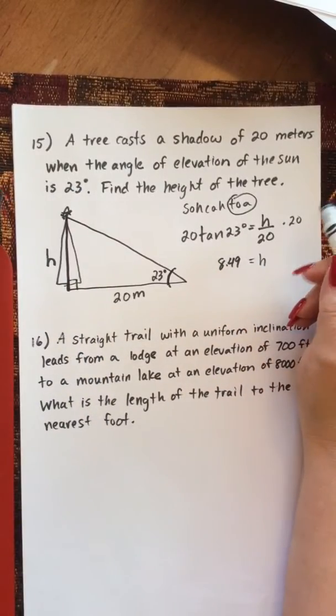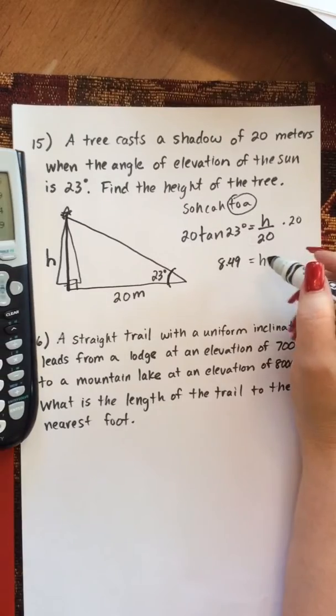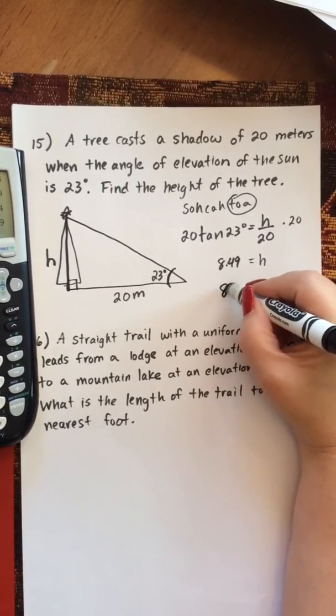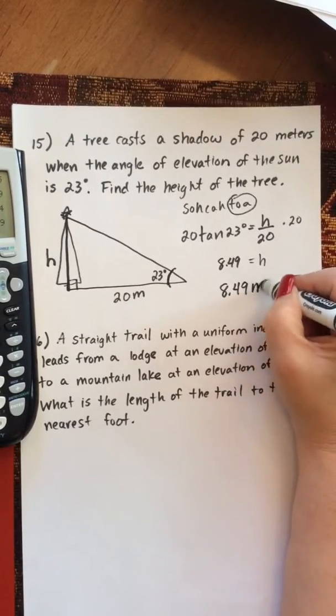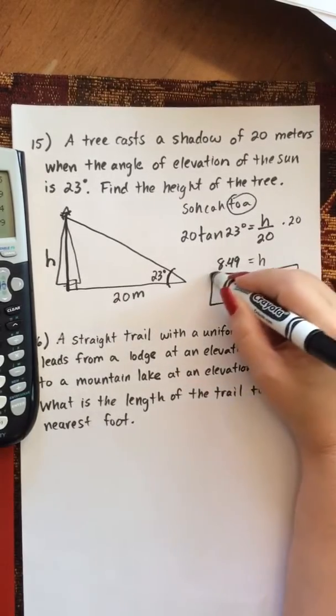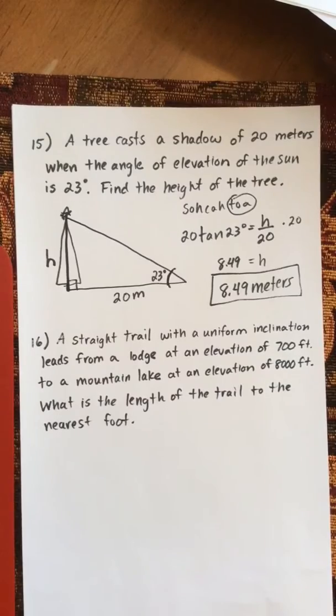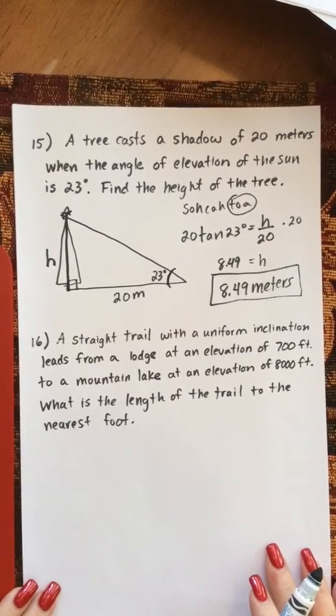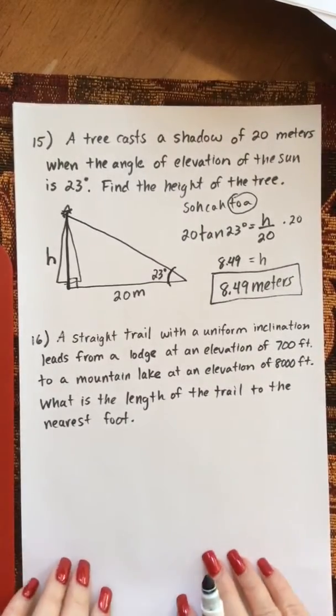This was kind of tricky. Find the height of the tree. So we'll say it was in meters. We would say it's 8.49 meters. Now on your test they might say round to some amount, but they didn't really tell us, so we'll just say the answer we got. I was doing it to 2 decimals. All right, let's look at our next problem.